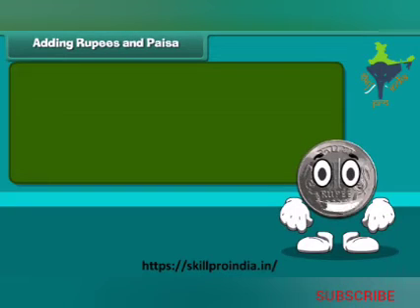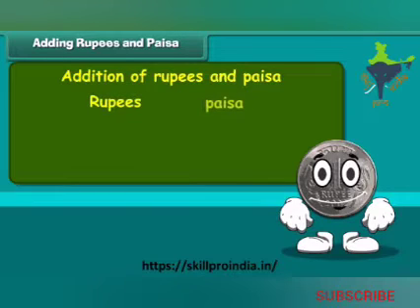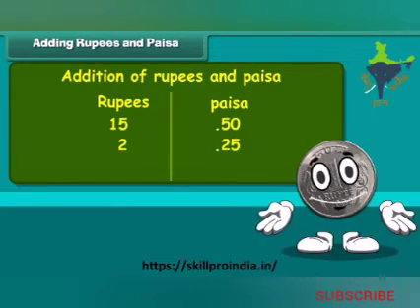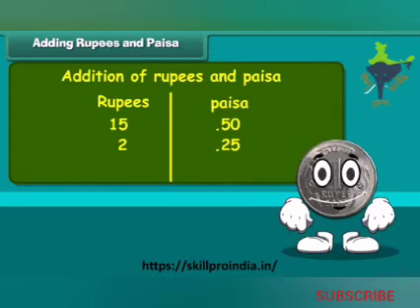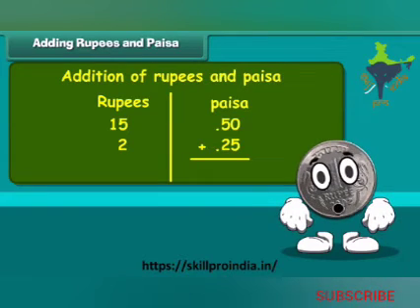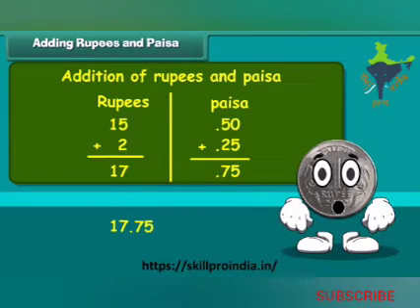Adding rupees and paisa. Let us learn addition of rupees and paisa. Add 15 rupees 50 paisa and 2 rupees 25 paisa. Write the amount in 2 separate columns of rupees and paisa. First add numbers in the paisa column. 50 plus 25 paisa is equal to 75 paisa. Now add numbers in the rupees column. 15 plus 2 is 17. Therefore, the sum is 17 rupees and 75 paisa.